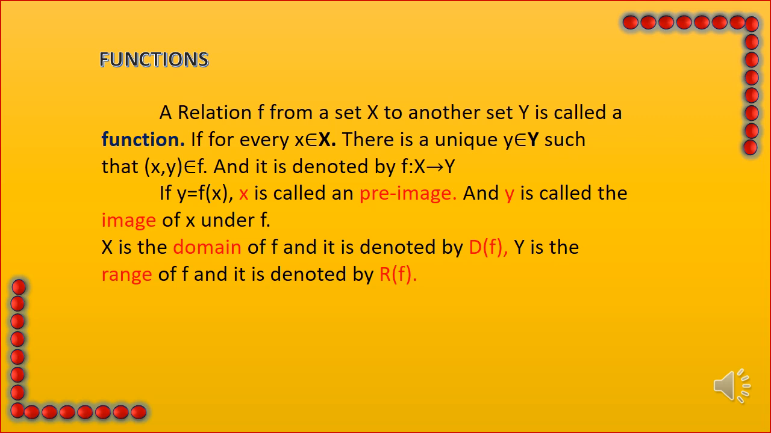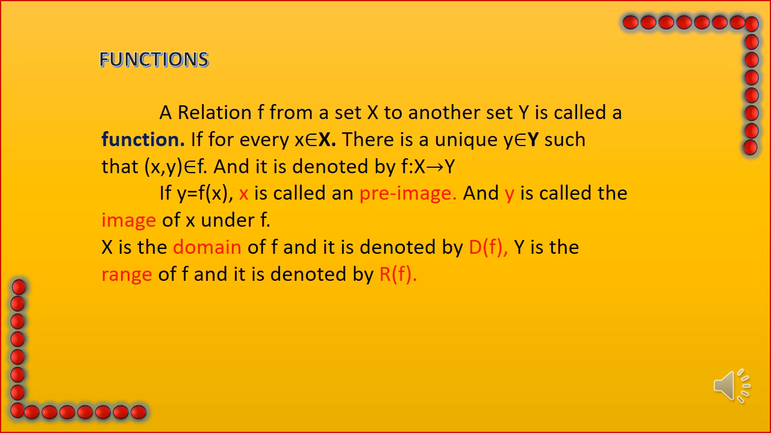A relation f from a set X to another set Y is called a function if for every x belongs to capital X, there is a unique y belongs to capital Y such that (x, y) belongs to f, and it is denoted by f is a function from X to Y.